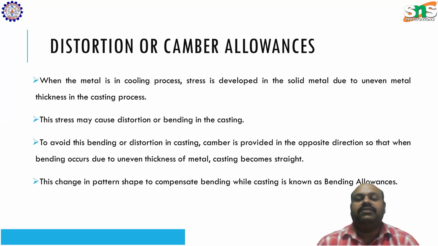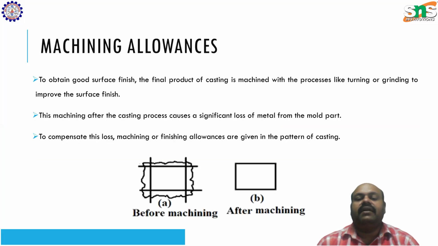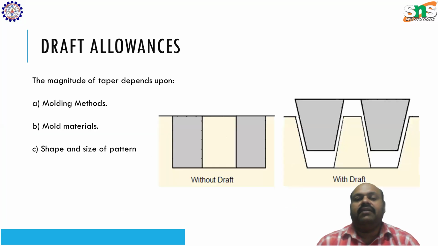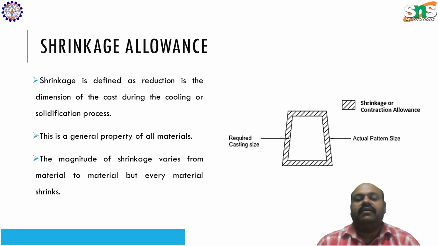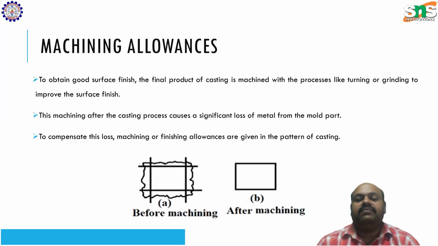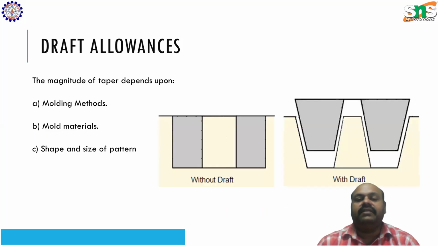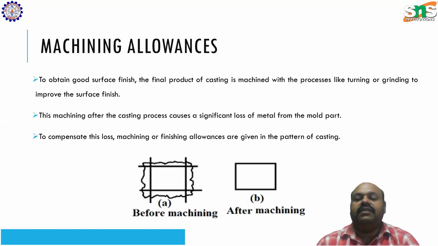Let us quickly summarize what we have discussed today. We started with pattern allowances. The number one allowance is shrinkage allowance, and the number two allowance is draft allowance. Number three, we have seen distortion or camber allowance, shaking and rapping allowance, and machining allowance. And finally the draft allowance, where the magnitude of taper depends on molding methods, mold materials, and shape and size. With this, we conclude this lecture.